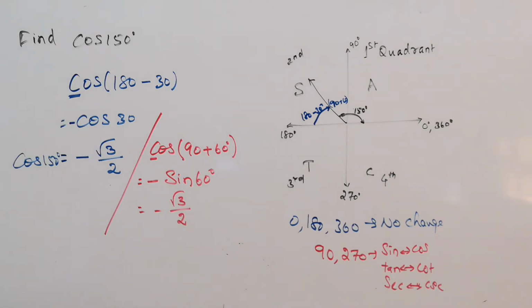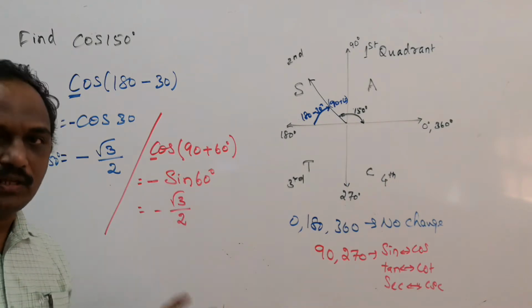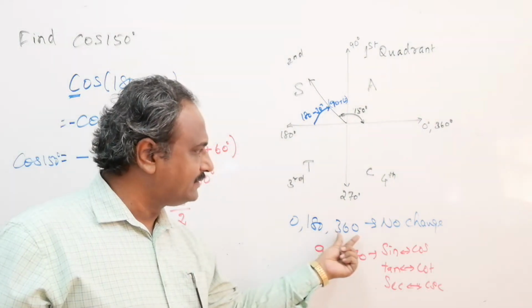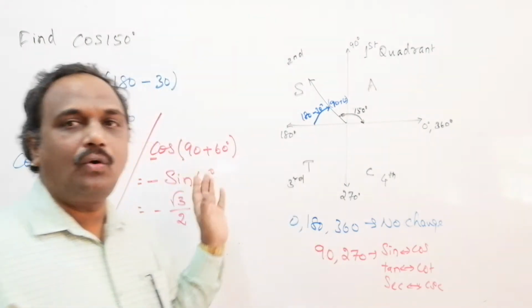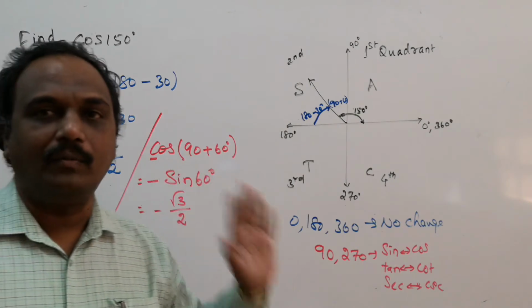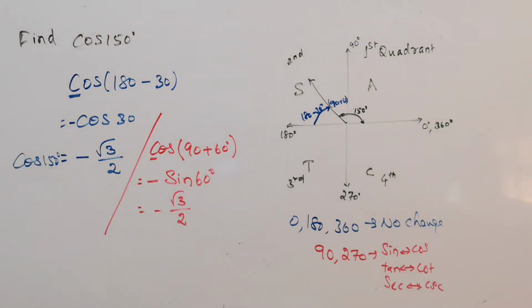So we can use any one idea, either 180 or 90. But in general, we suggest using 180 and 360. Why? Because there will be no change in the trigonometrical ratios. Today in this idea, we are going to discuss some problems.